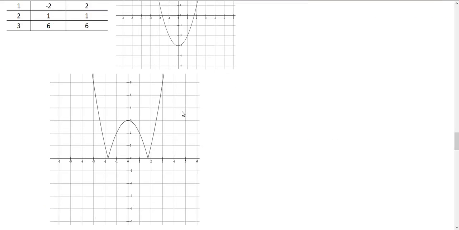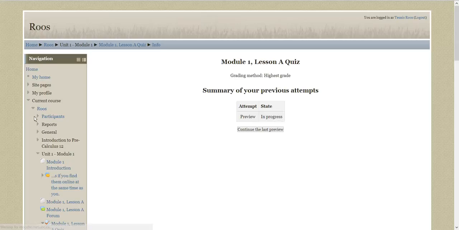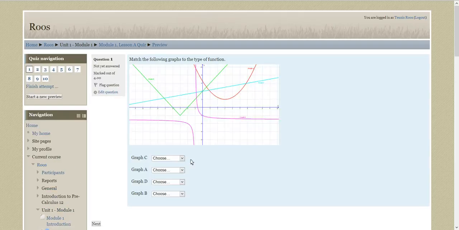Further forum activities, once they're done the lesson, they move on to the Lesson A quiz. The quiz gives them the opportunity to test themselves on the material. The idea is mastery learning, so these quizzes are not counted for marks. They simply perform the quiz. They go through the questions, so notice the question here, they're matching different graphs to different types of functions. Typical question built into Moodle quizzing. Once they're done, the quiz here has 10 questions.